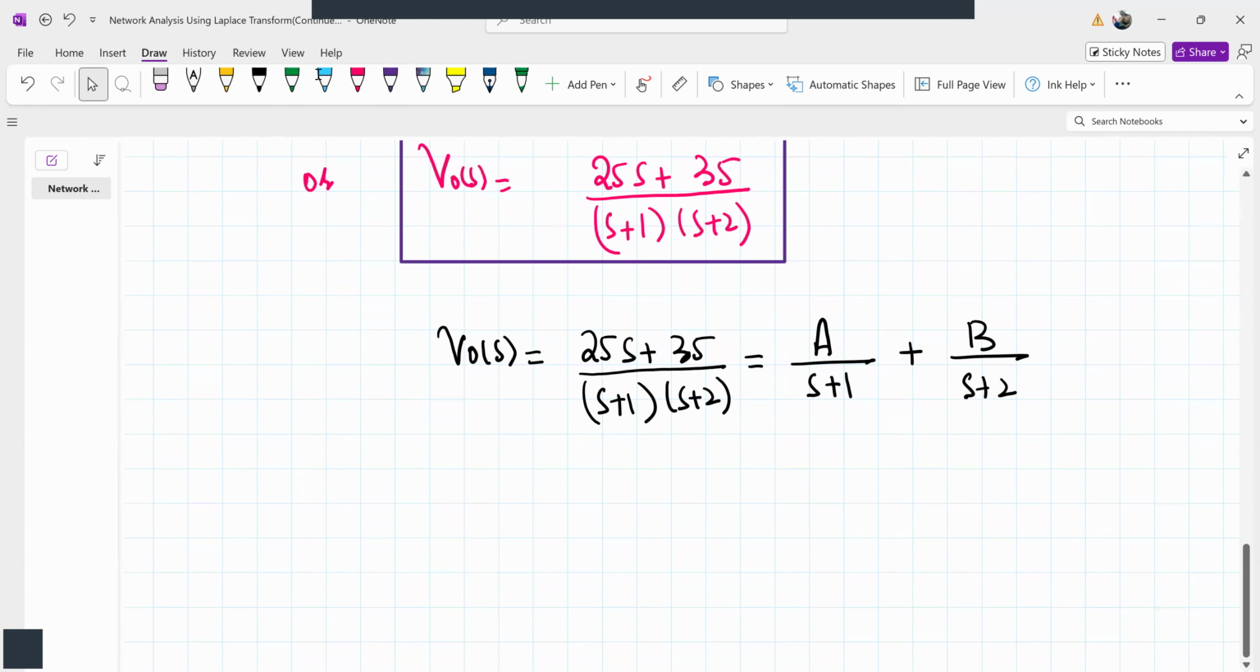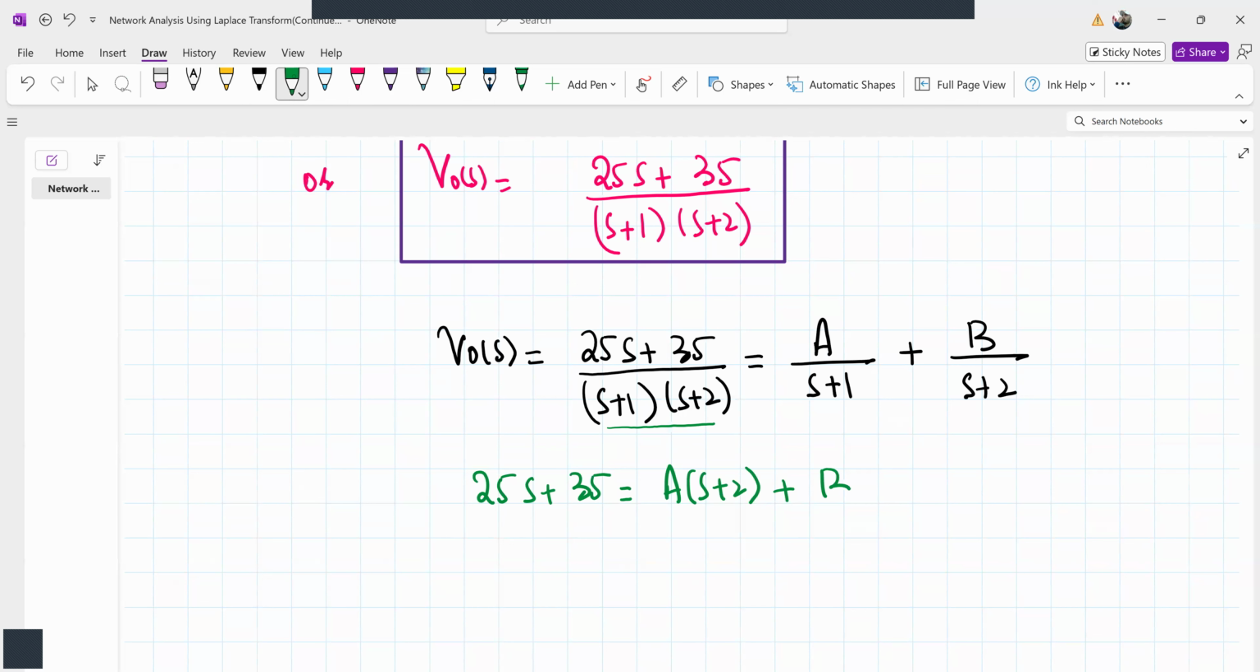Okay, now our goal is to find A and B. In order to find A and B, we'll multiply both sides by this, or simply do the cross multiplication of this equation. If we multiply both sides by S plus 1, S plus 2, we'll be left with 25S plus 35 equal to A into S plus 2, because the S plus 1 term will get cancelled, plus B into S plus 1, because the S plus 2 term will get cancelled.